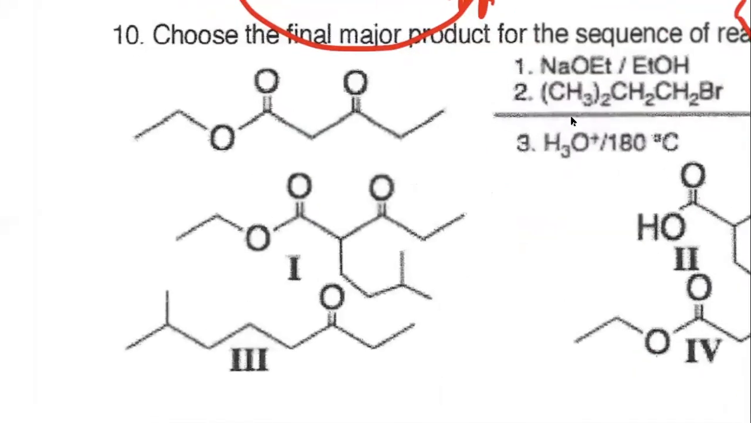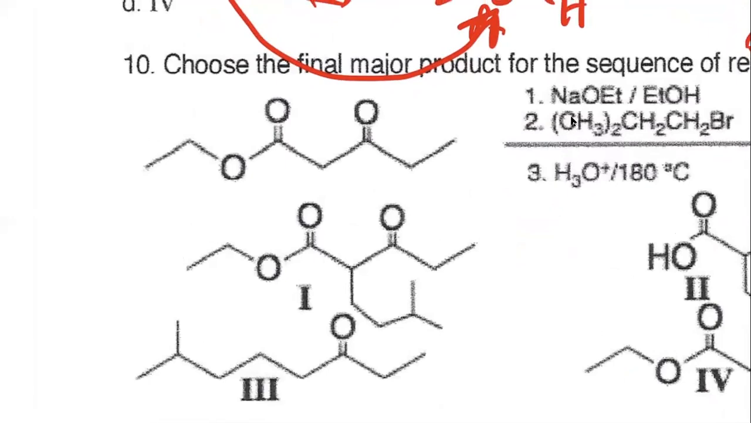So we'll continue on. So it says choose the final major product for a sequence of reactions below. So very similar idea here, where we have NaOEt, so we have that ethoxide, and that's going to perform a deprotonation. And where is that going to deprotonate on our molecule? I'm going to make my pen a little smaller. So that's going to deprotonate our most acidic proton on our molecule.